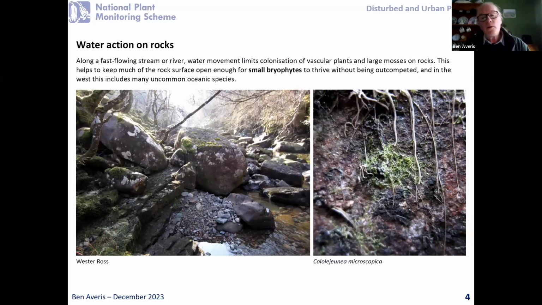And that's actually very good news for a lot of little tiny western oceanic mosses and liverworts that like to grow in these sort of places, and a lot of them are pretty uncommon. There's an example of one there, Coelolegionia microscopica, a little tiny thing that grows on steep rocks in very, very humid places. So water action can have a pretty big effect on the flora along rocky streams and rivers.